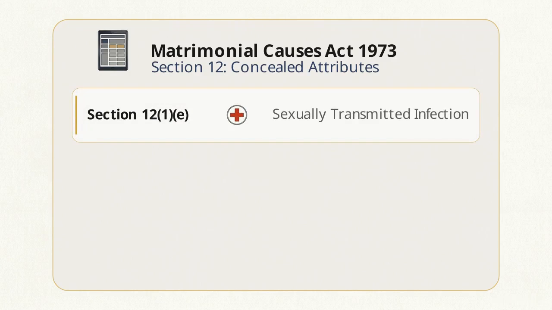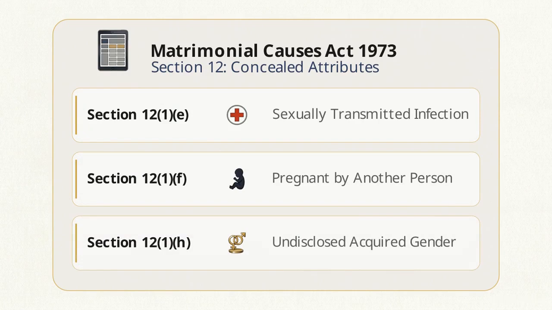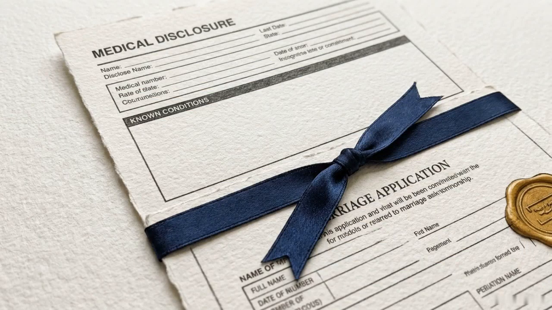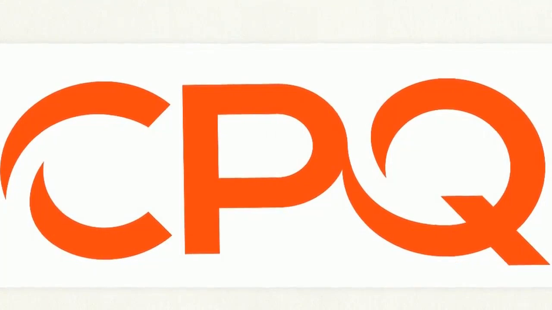The final cluster of Section 12 addresses concealed attributes. This includes cases where the respondent had a sexually transmitted infection, was pregnant by another person, or had an undisclosed acquired gender. The critical requirement here is the applicant's complete ignorance. If the applicant knew about the condition at the time of the ceremony and proceeded anyway, they cannot later claim the marriage is voidable.